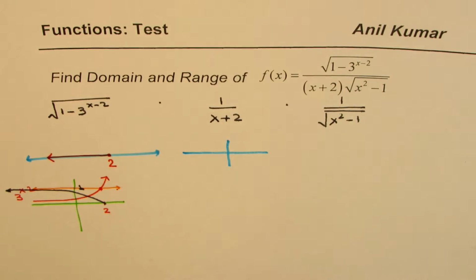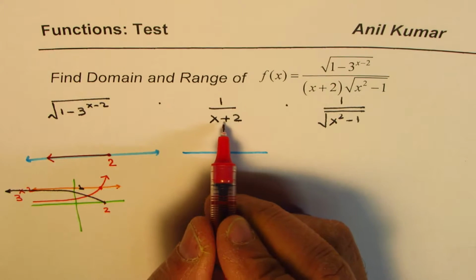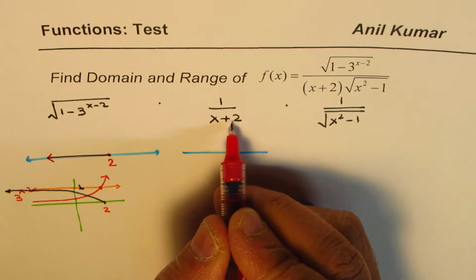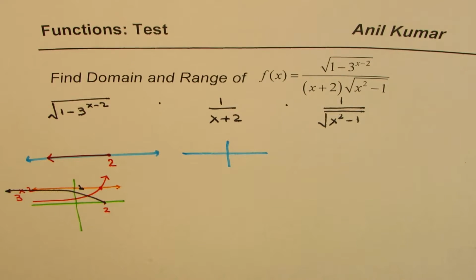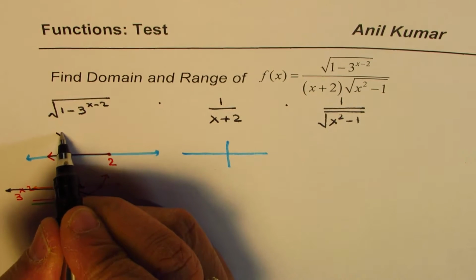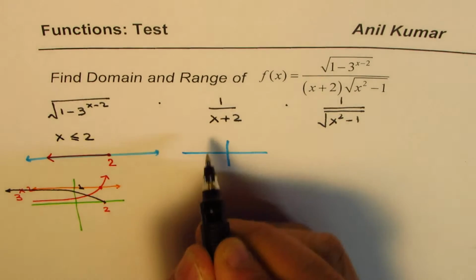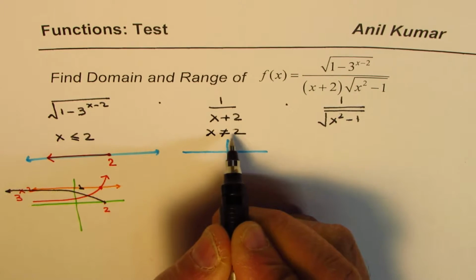Now let's get back to the second one, which is 1 over x plus 2, and that's relatively simple. We know it's a reciprocal function where the denominator cannot be 0, right? So x is not equal to minus 2. So here, let me write down the domain clearly. In this case, we know x is not equal to minus 2, I should write.